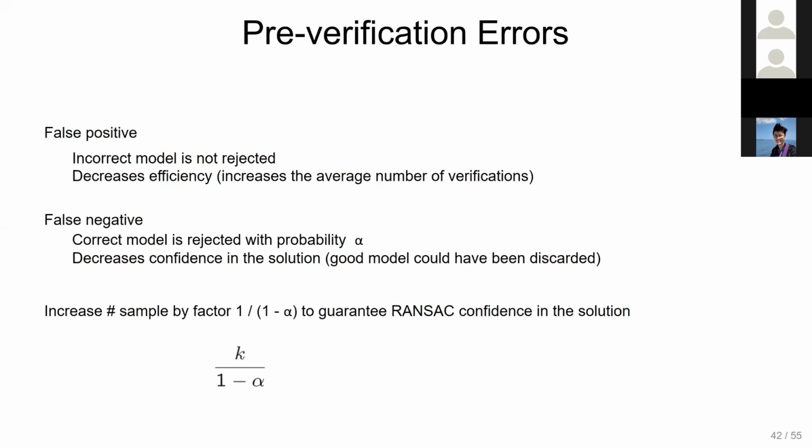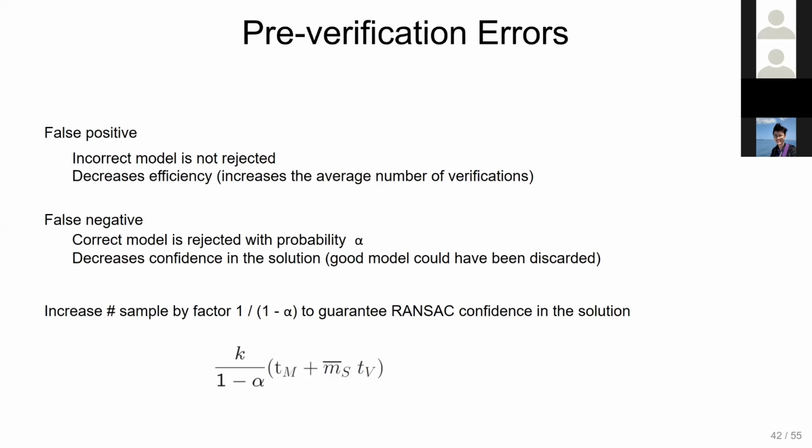So therefore, in order to keep the same guarantees as RANSAC has within K samples, we need to increase the number of samples with this pre-verification test by a factor of 1 over 1 minus the probability of rejecting a good model.